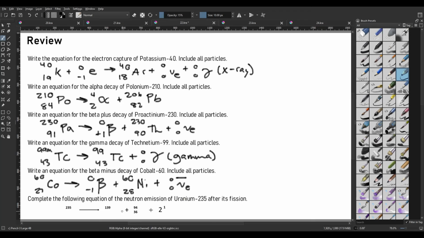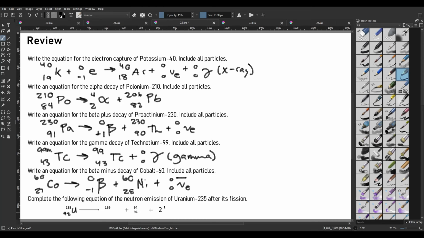So now we have a little bit of a challenge problem, although it's not much of a challenge. It says complete the following equation for the neutron emission of uranium-235 after its fission. So for this one, we just have to fill in the blanks. We know that we're starting with uranium-235. If we look on the periodic table, uranium is element number 92. We put a U there. That's the left side done.